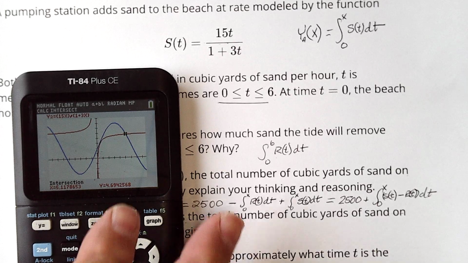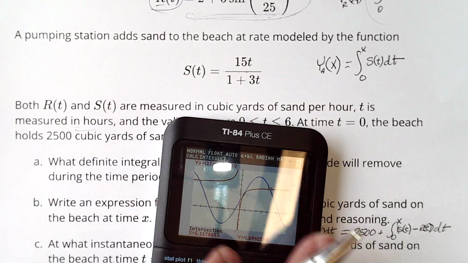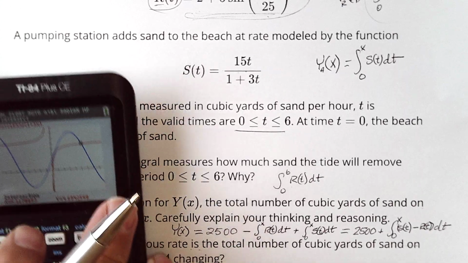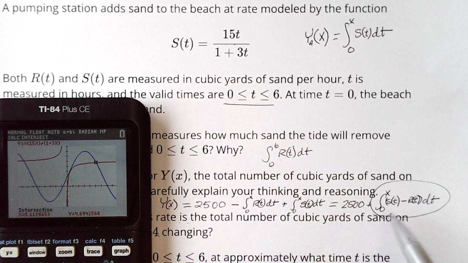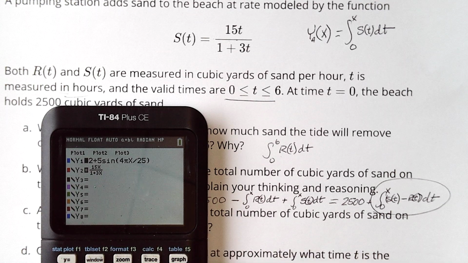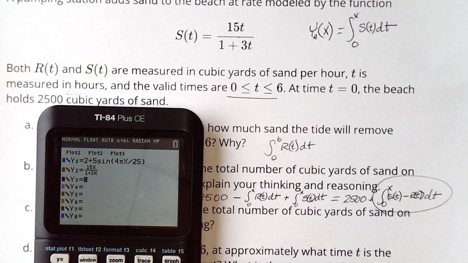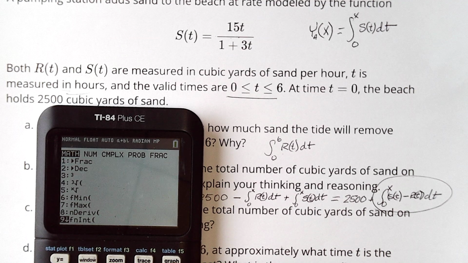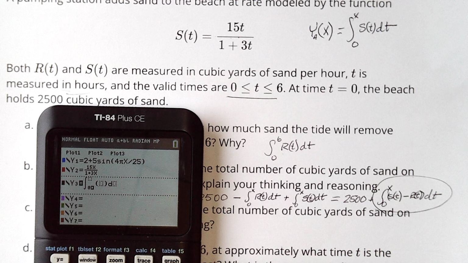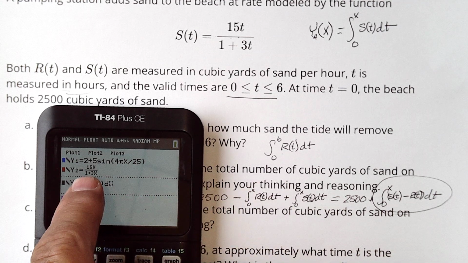But let's just look at how much sand is being added or subtracted. I'm going to skip the 2500 and just look at this. I want to show you how you can do it on a calculator. Let's see if it'll work this way. I'm going to turn that one off, turn that one off, and I want to do just how much sand is going to be added. So I'm going to go to Math, go to Functions, Integral, and I'm going to go from 0 to x of S sub t, the amount added, which is y2.